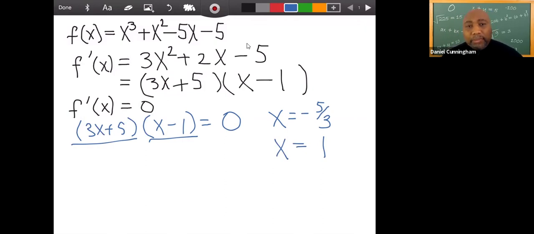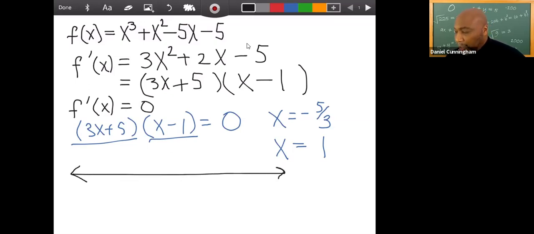Now, those x values will help me get extremums. We'll come back to that. But we're first going to start with where the function is increasing and decreasing. So the next step we should do is draw a number line and place where those critical points are. We call these critical points. Something happens here: negative 5/3 and a positive 1.